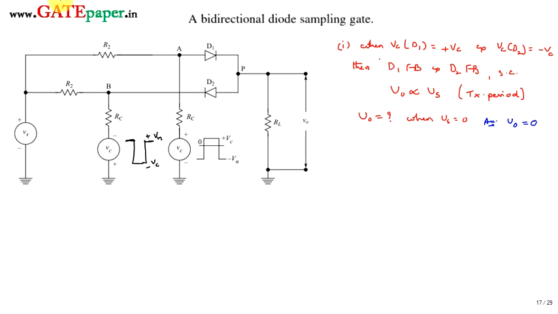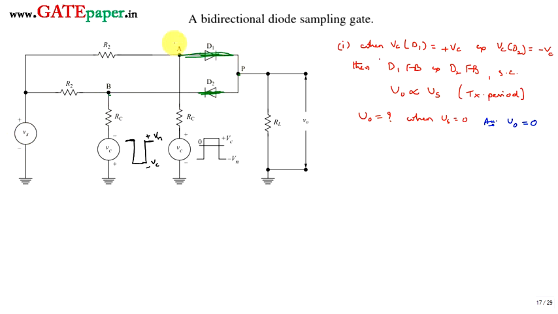Why? This you can easily find. Whenever the input signal is 0, if you are not applying any input signal, then the node P is connected to point A. Both are the same because the diode is forward biased, and this diode is also forward biased. So simply replace the diode symbol with a short circuit. Then point A is connected to P, and point B is also connected to P.